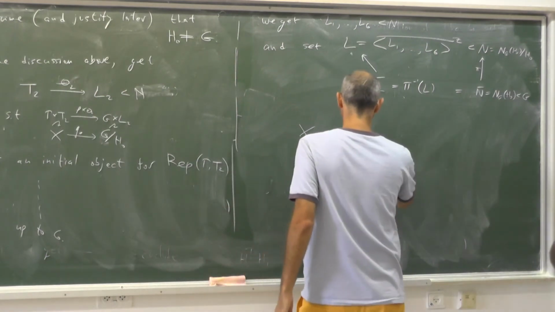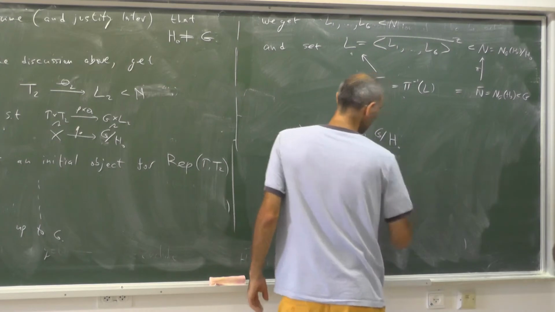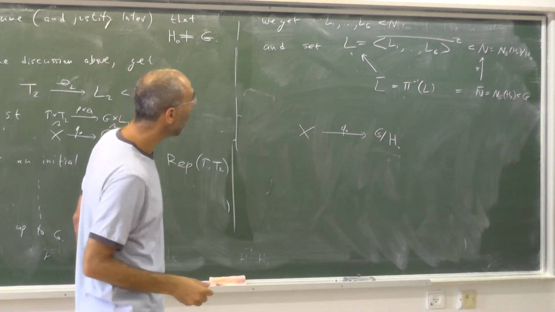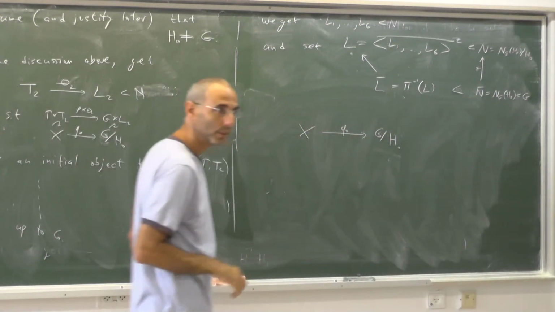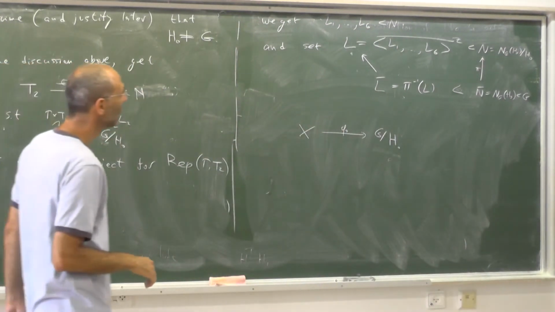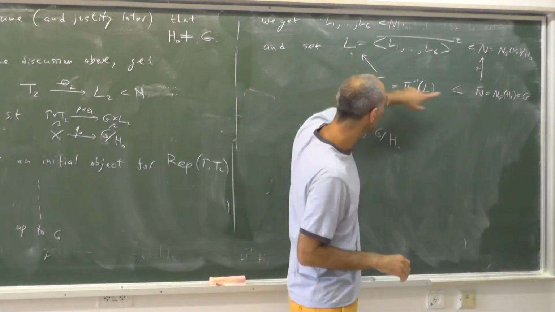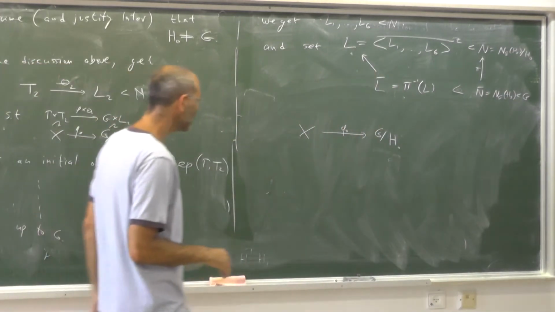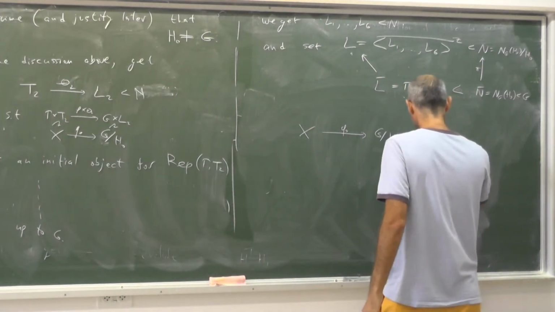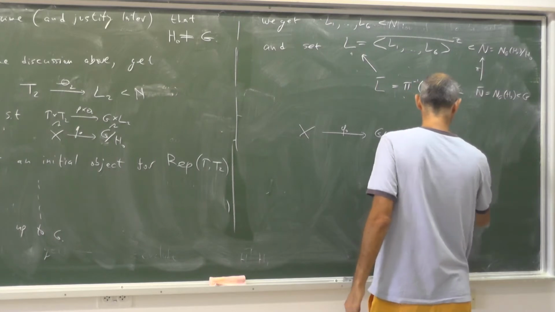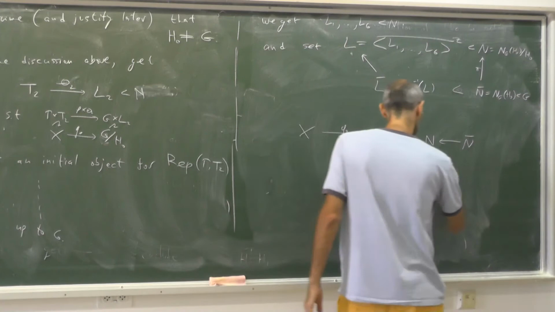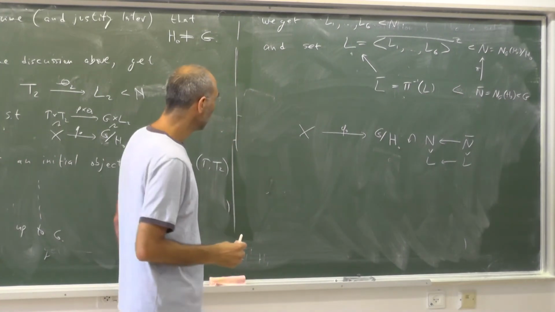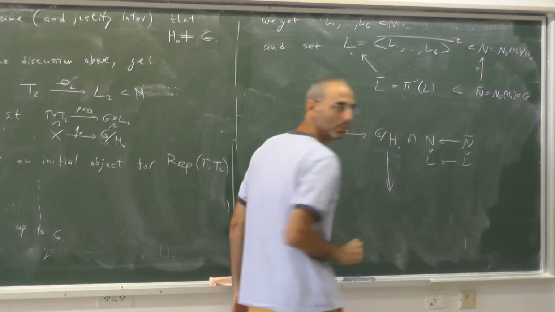Now I'm looking at this again. Actually, eventually this will be done, and H0 will be trivial, this will be done, and that will be done. That's where I'm heading. But now, N is acting here. And also N bar is acting here, and here. Here L, and here L bar. Right? And let's divide by the action of L.